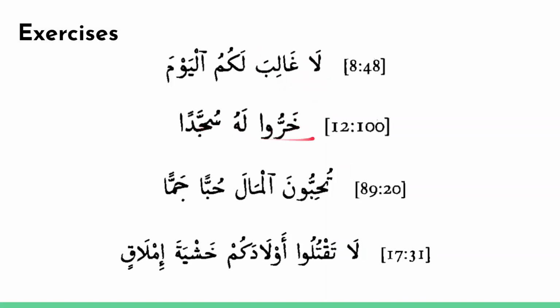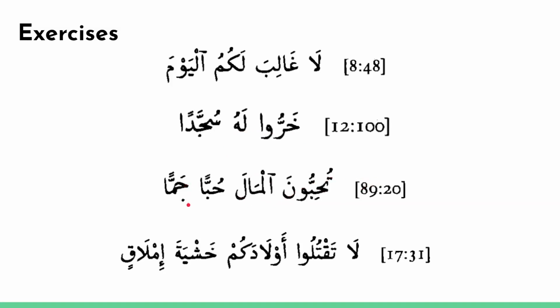خَرُّوا لَهُ سُجَّدًا. So خَرُّوا is to fall. So they fell to him, sujjada, in a state of sajda. So this is an adverb that's describing how they fell. So kharru lahu sujjada means they fell in a state of prostration. And this is referring to Yusuf's brothers, I believe. So they fell to him in a state of prostration.